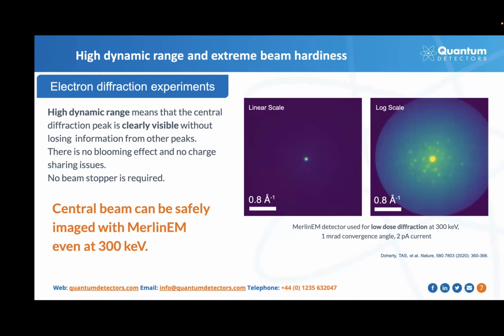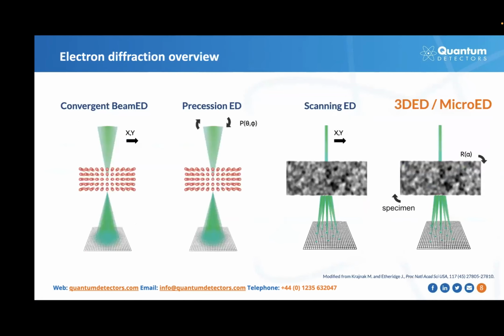A beam stopper is also not required, which maximizes the amount of information present in the data. And results like this can only be obtained thanks to the high speed and sensitivity of the detector.